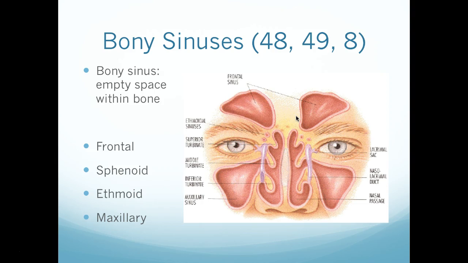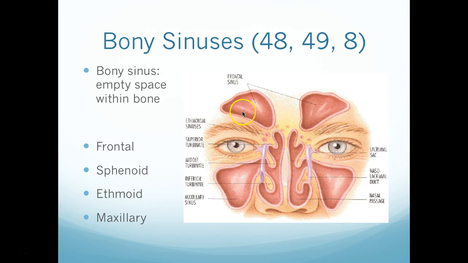And the last thing we're going to talk about are your bony sinuses. And a bony sinus is an empty space within bone. It is lined with mucous membranes, and we have them named according to what bone they sit within. So first we have your frontal sinus that's located within your frontal bone. We have your sphenoid sinus, which you don't see the best here. I think I have another slide with a different view for you to see that.